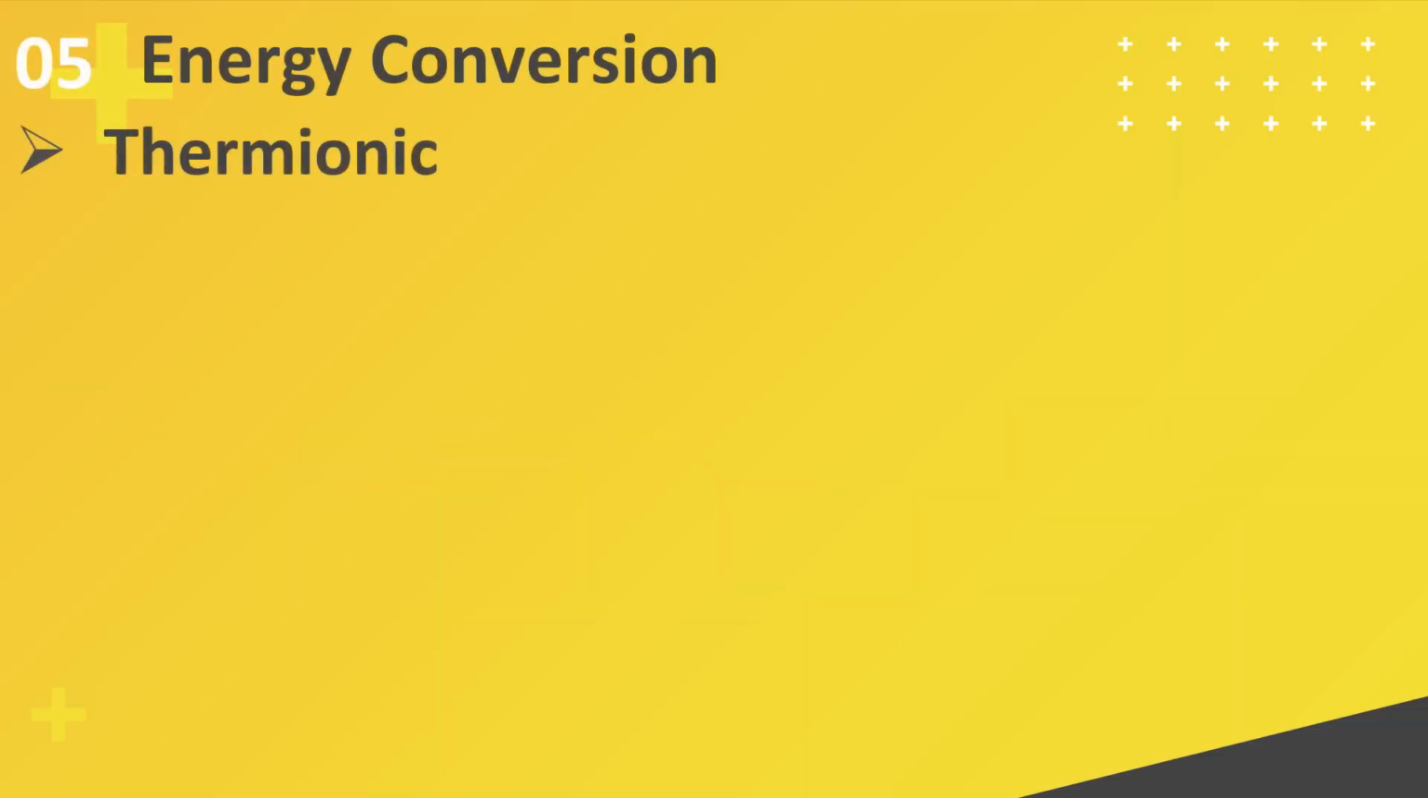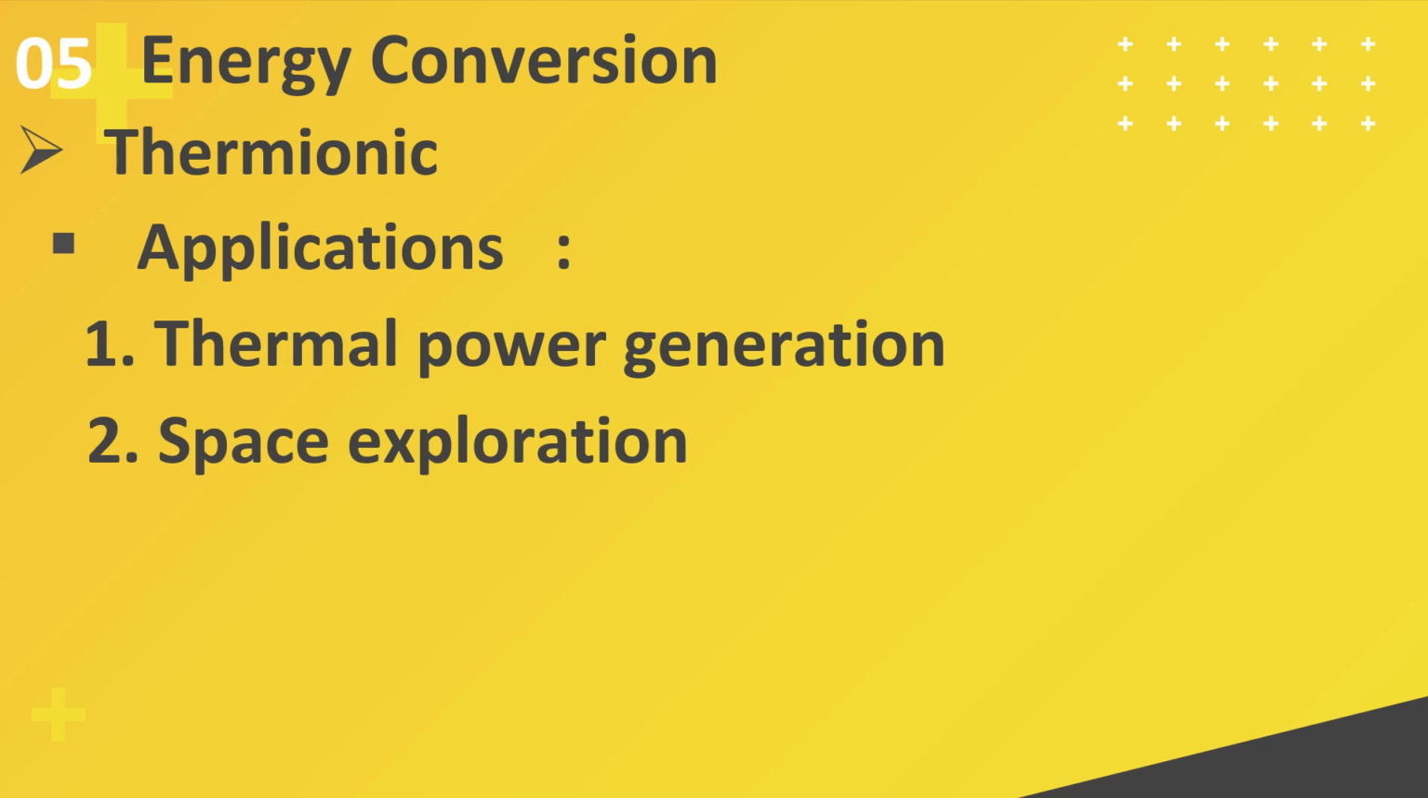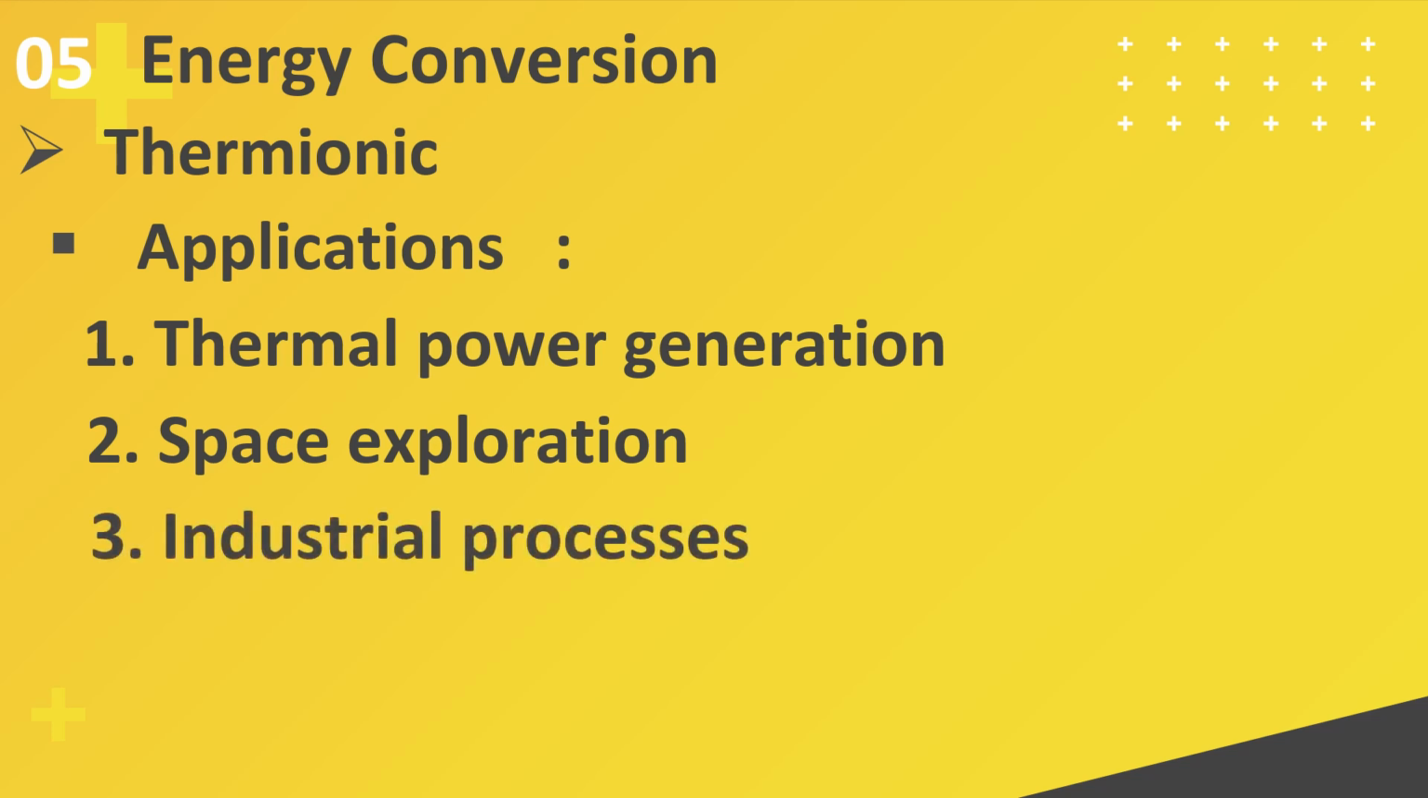Thermionic energy conversion has various applications in the field of energy conversion and power generation. Some of the key applications include thermal power generation. Thermionic energy conversion can be used to convert heat energy from various sources, such as fossil fuels or nuclear reactors, into electricity. Space exploration: thermionic energy conversion is used in space probes and satellites to generate power from the heat produced by radioactive decay. Industrial processes: thermionic energy conversion can be utilized in various industrial processes that require the conversion of heat into electricity.